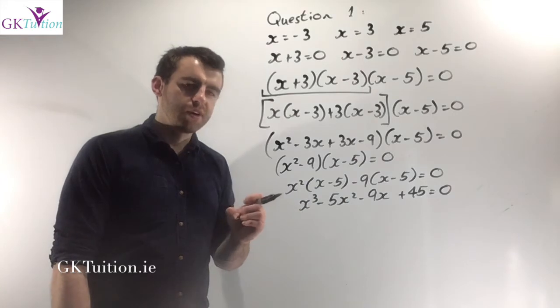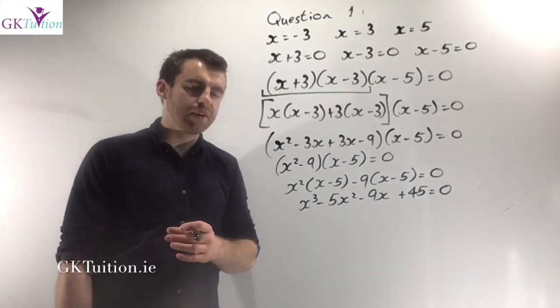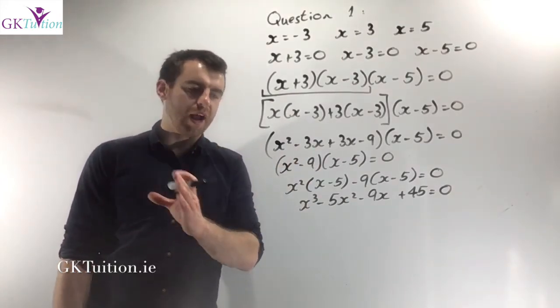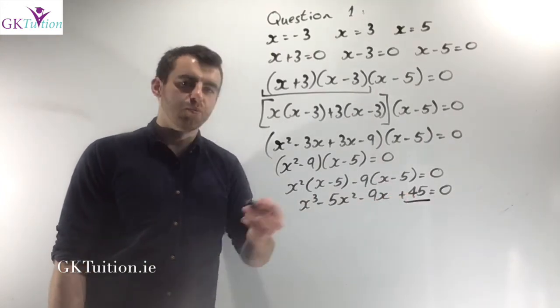equals 0. So now I need to go back to the graph that I've been given and see, does this match up with the graph? Is it the right shape? Does it have the correct y-intercept?